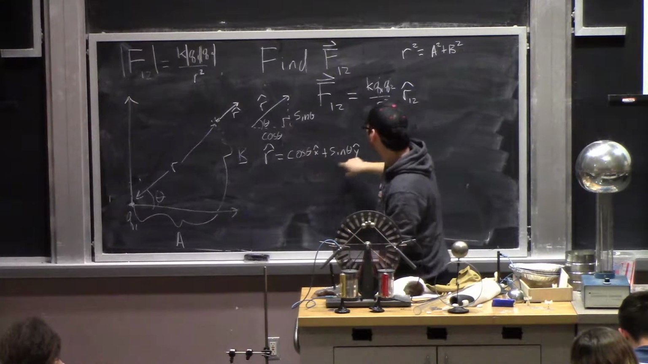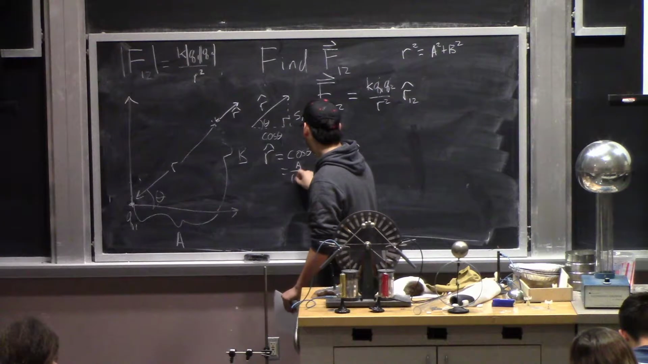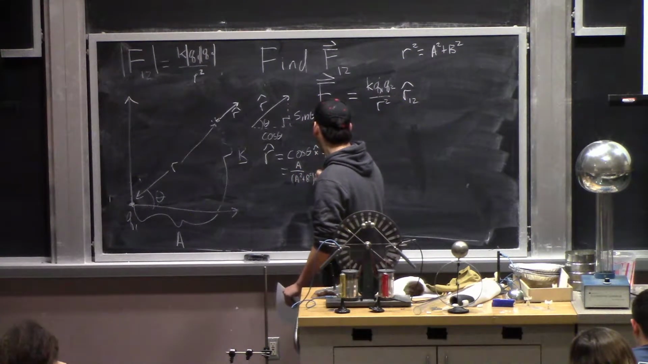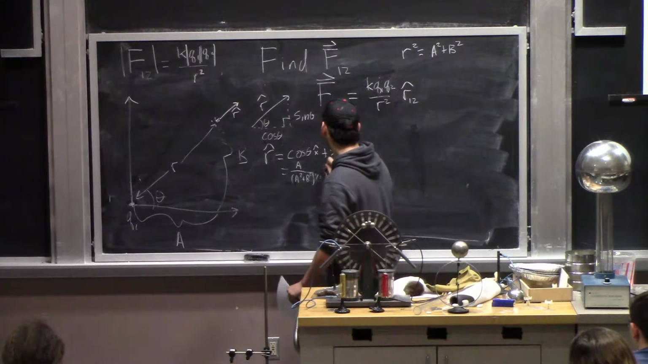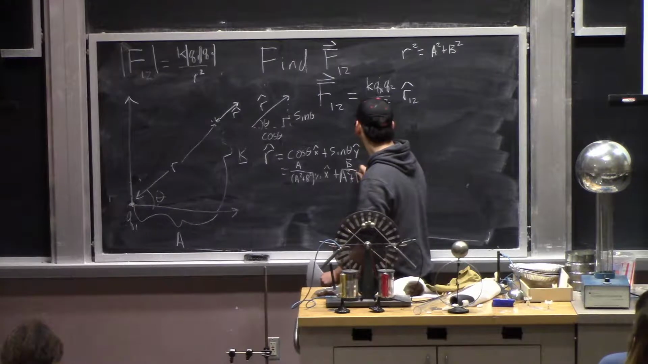And I can also remember that cosine of theta was A divided by A squared plus B squared to the 1/2 times x hat, plus B divided by A squared plus B squared to the 1/2.